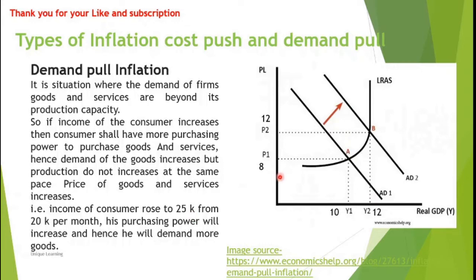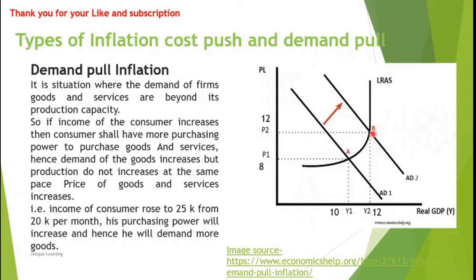Let us understand by one graphical presentation. The price of the particular product is 8 rupees, and over here you can see the income of the consumer is 10,000 rupees per month. If his income is 10,000 rupees and the price of the goods and services is 8 rupees, this is the aggregate demand at point A. Now if the income increases by 2,000, that is 12,000, the demand for goods and services will also increase, because his purchasing power has increased by 2,000 rupees, so he will demand more goods or services.